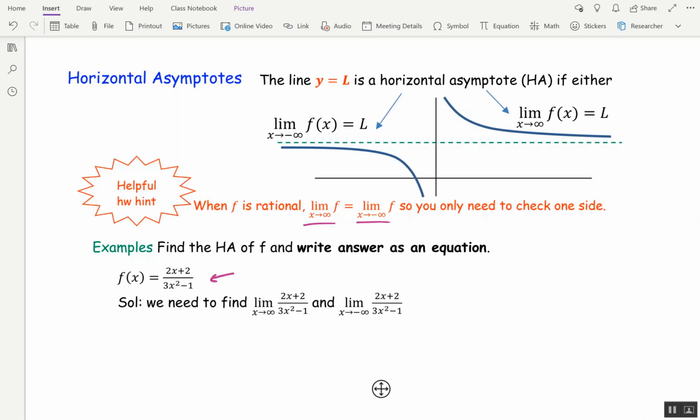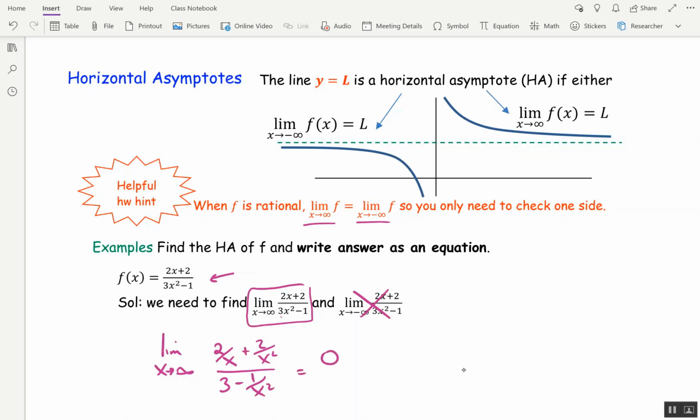So to find the horizontal asymptote, we only need to go to positive infinity. We don't need to do this. Okay, so that's infinity over infinity. I'm going to divide top and bottom by x squared, which is the highest power in the denominator. So 2x over x squared is 2 over x. 2 over x squared is 2 over x squared. 3x squared over x squared is 3, and 1 over x squared is 1 over x squared. Okay, and now we take the limit. 0 plus 0 over 3 minus 0. 0 over 3 is 0. So we're supposed to write our answer as an equation. So the horizontal asymptote is y equals 0.